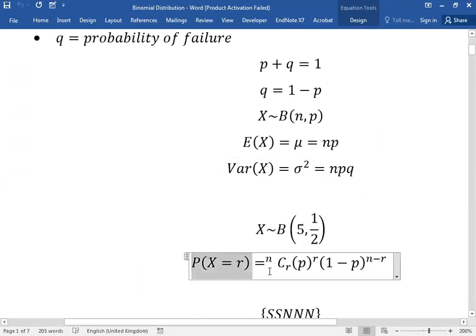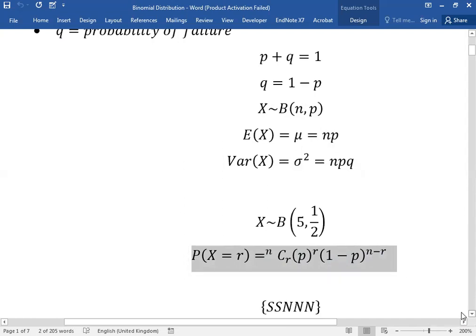And this is the formula for binomial distribution, nCr, success to the power r. For r successes, out of the n trials, I'll get success r times. And then the probability of success will have the power r, and the failure will have the remaining power. Is this clear? This formula will also be provided, but you need to understand how to apply it. We'll do a question right now, you will understand.